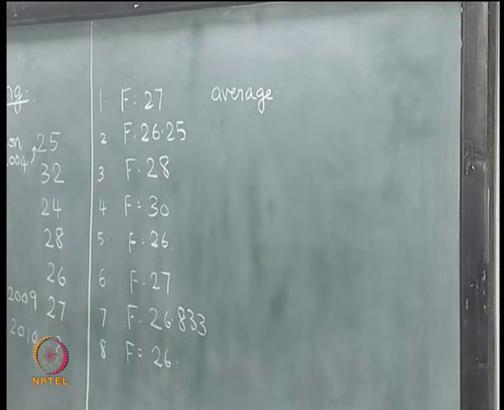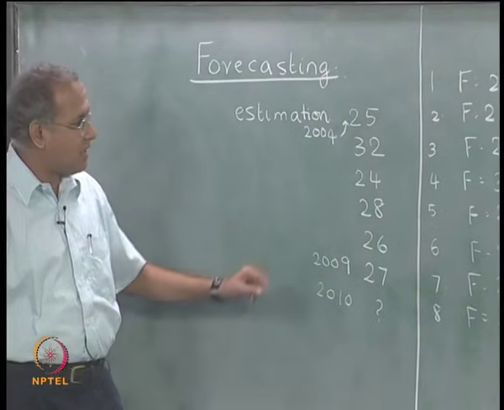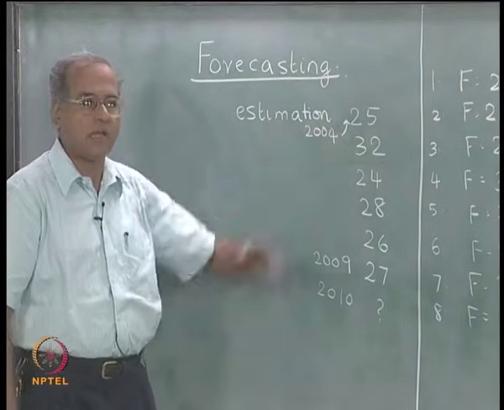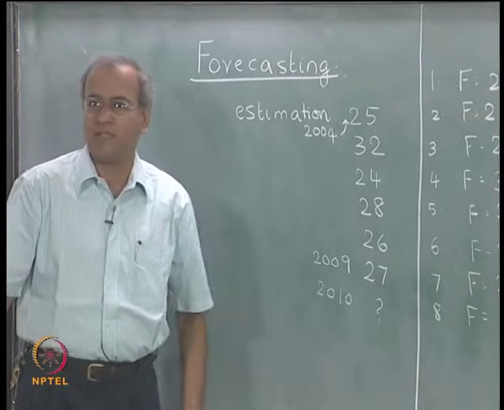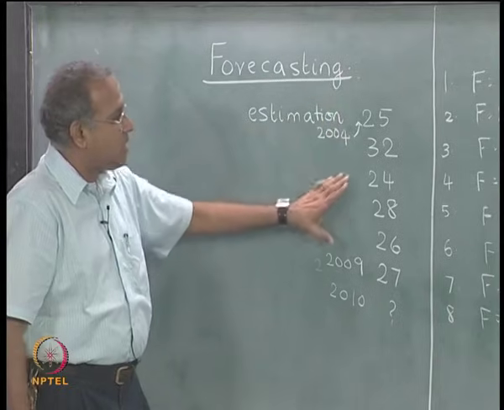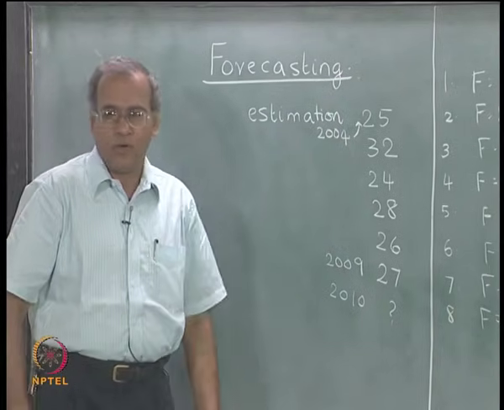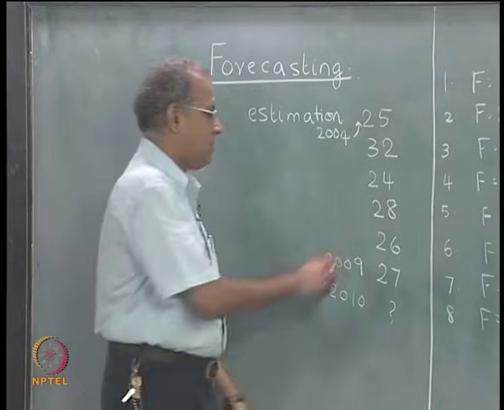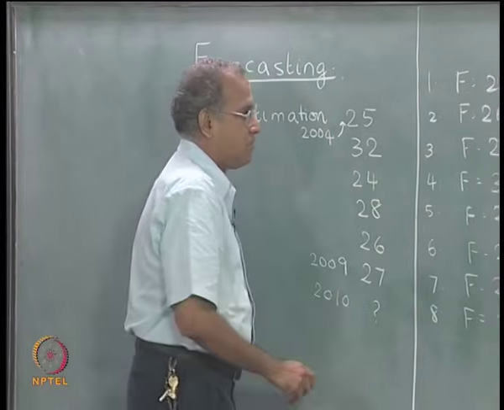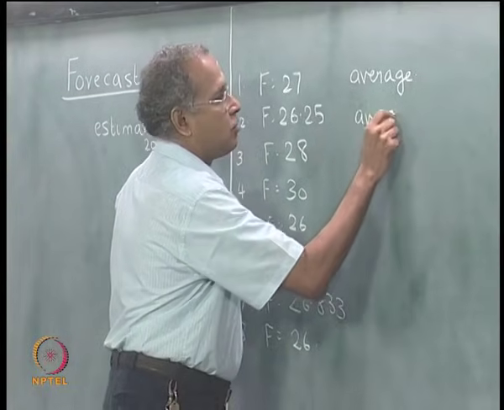Another student said that he was interested only in the last 4 values, and this student felt that the first 2 values were little old and therefore he is not keen on considering these 2 values. He believes that the last 4 values adequately represent what is happening, and the average of the last 4 values turns out to be 26.25.